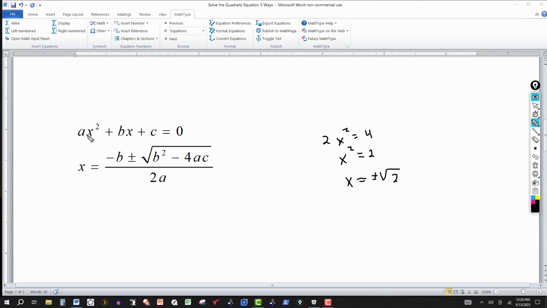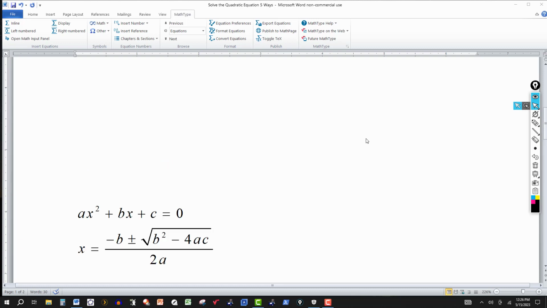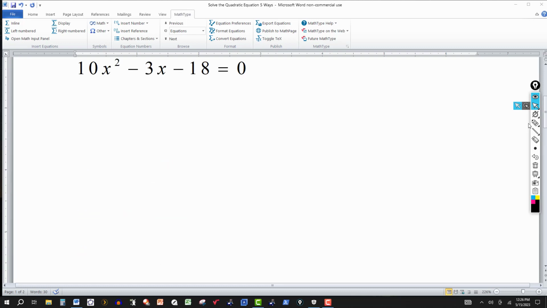Now you got to have a square term, otherwise it's not a quadratic, it's just a linear equation if it just has, say, an x term. But those are even easier to solve if some of those terms are missing. So let's go over here then and plug in.